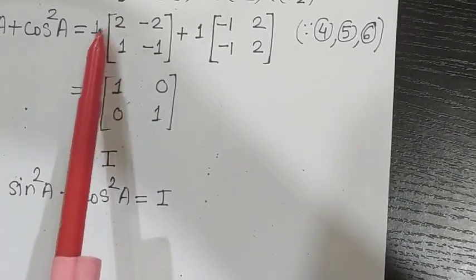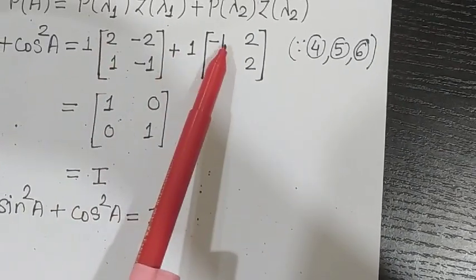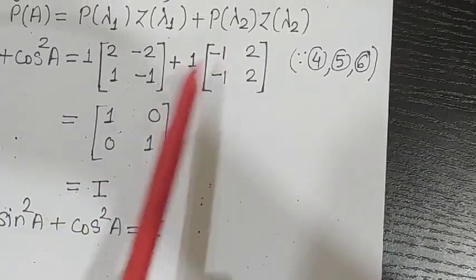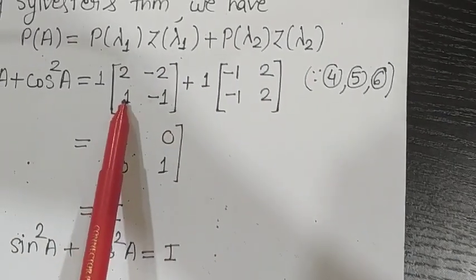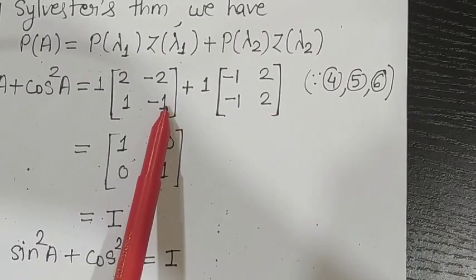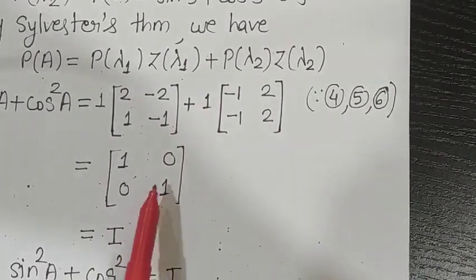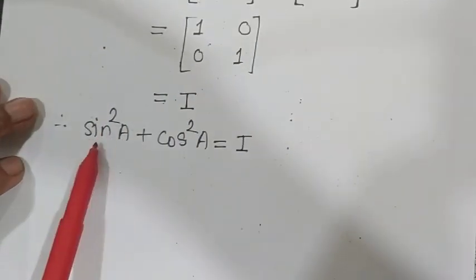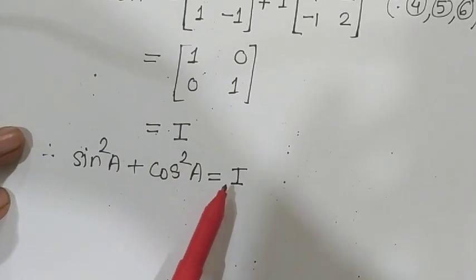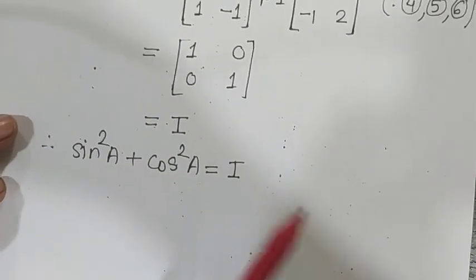Simplify it. So it is 1 into 2, 2 plus 1 into minus 1. So 2 minus 1, 1. Then minus 2 plus 2, 0. Then 1 minus 1, 0. Minus 1 plus 2, 1. Which is nothing but an identity matrix. So therefore sin square A plus cos square A equal to I.